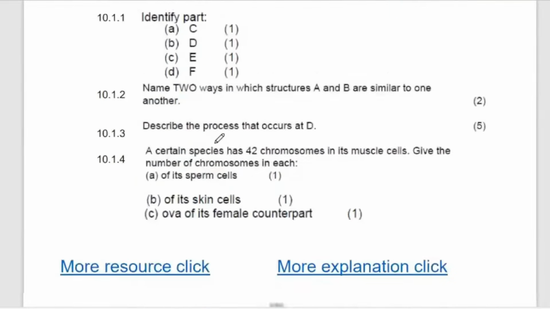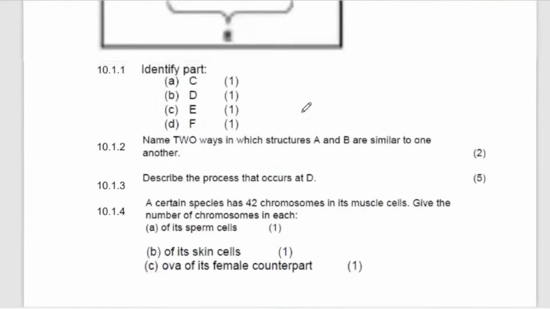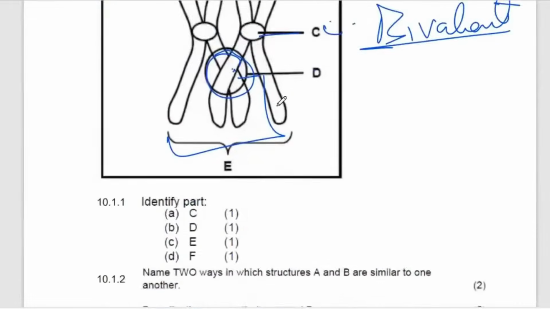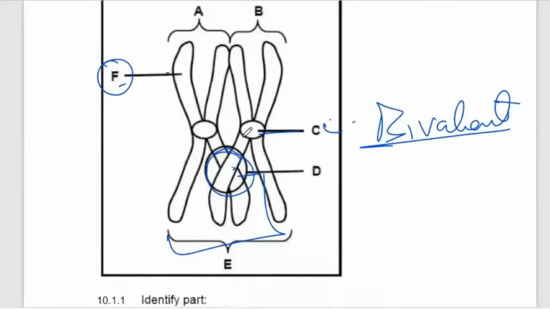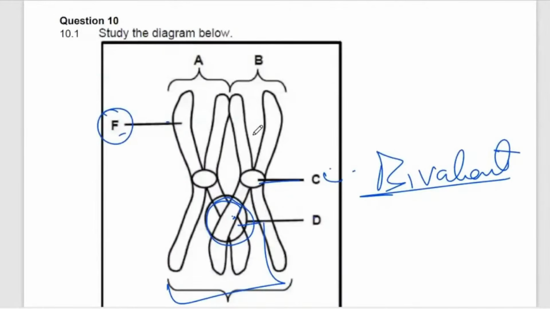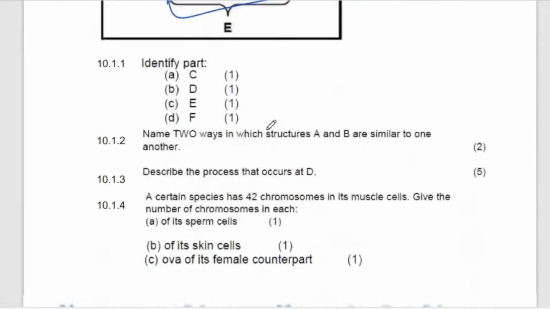So identify, okay, we have done that. Name two ways in which structure A and B are similar. They have the same size and shape. Good. Number two, they have the same location of the genes. They are not the same chromosome. If they were the same chromosome, you would look exactly the same as your father. So they have the same position, locus, the same position of the genes.